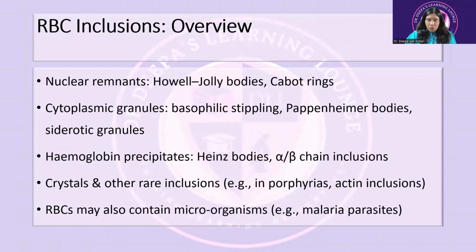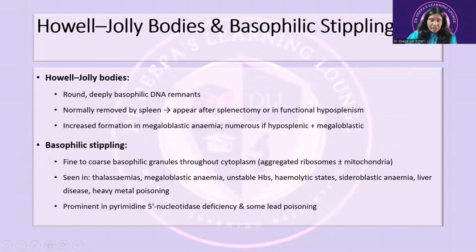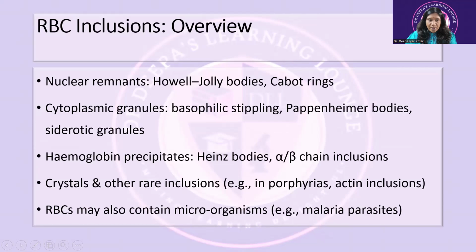So let's go on. The RBC inclusions that we have are basically nuclear remnants, which are Howell-Jolly bodies and Cabot rings; cytoplasmic granules like basophilic stippling, Pappenheimer bodies, and siderotic granules. You also have hemoglobin precipitates like Heinz bodies, alpha beta chain inclusions, crystals, and other inclusions like those in porphyrias and actin inclusions. You can also have microorganisms which will mimic these.